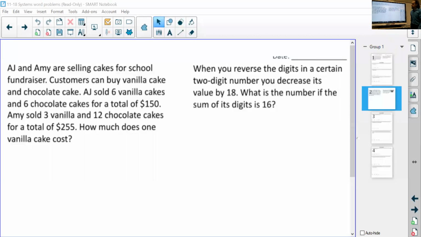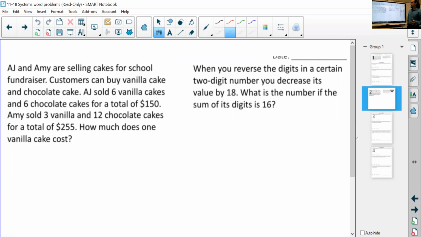Okay, so we're still doing system equations, but today we're actually getting to write them, which is kind of fun, I guess. And then you also have to solve them afterwards, so it's just a lot of work. So let's just get to it. So AJ and Amy are selling cakes for a school fundraiser.